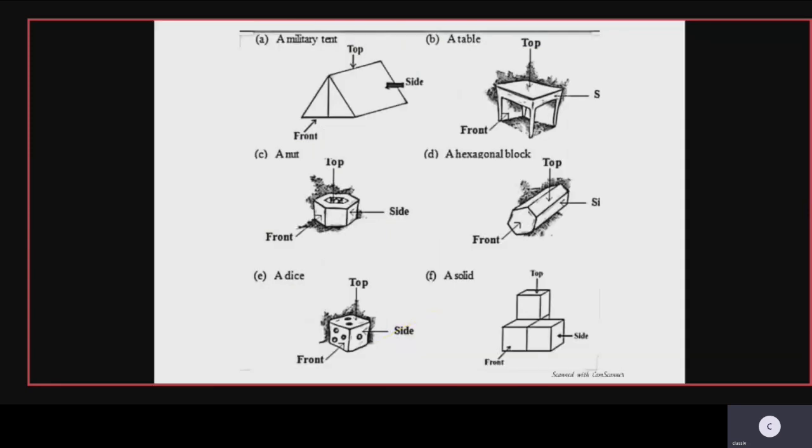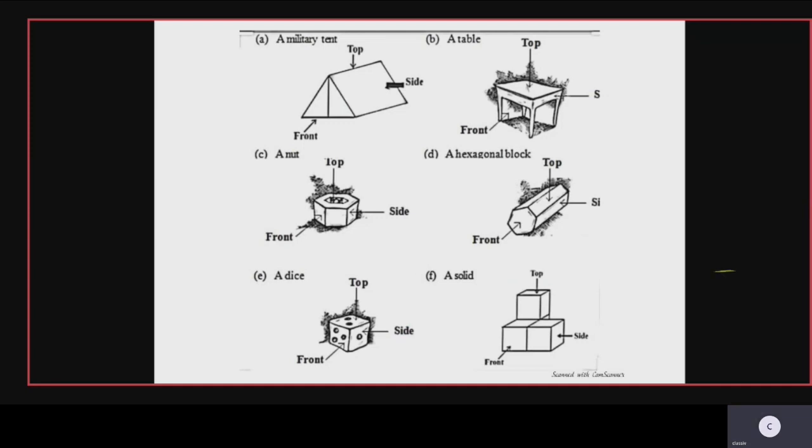And here it is a military tent, a nut, a dice, a table, a hexagonal block, a solid. Draw these also, children, and also indicate the different views of these objects. Okay, draw it neatly and correctly.